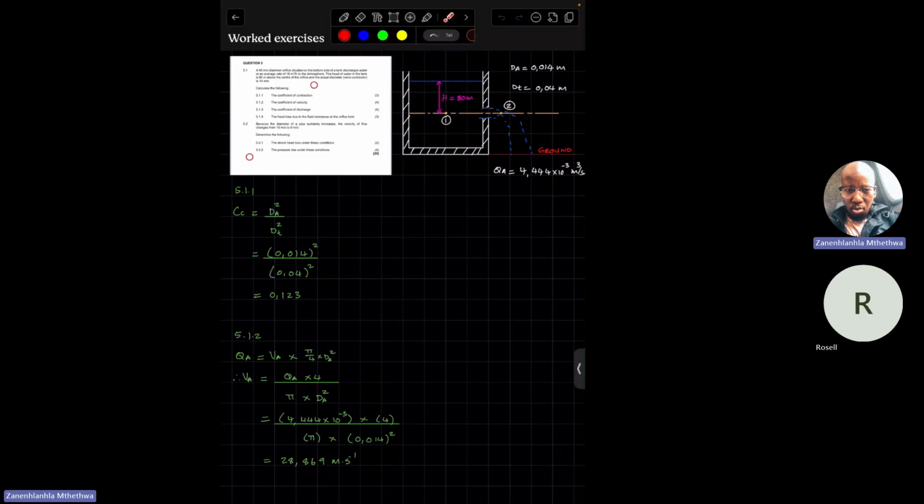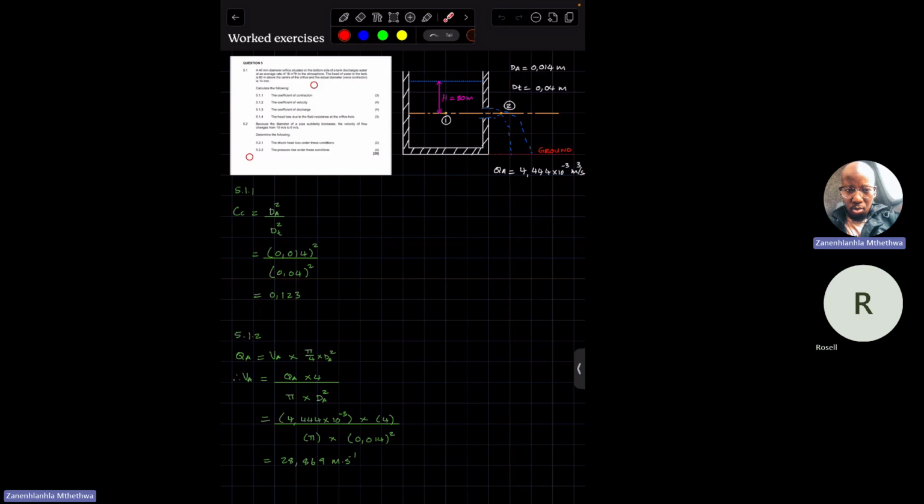Now I did draw somewhat of a sketch here, just to show a visual depiction of what the problem statement is telling us. So they said you have an orifice. Here's your orifice. It is 40 millimeter in diameter. Now you get the diameter of the orifice, and then you get the diameter of the vena contracta, right? You still remember that part? Yes, a little bit.